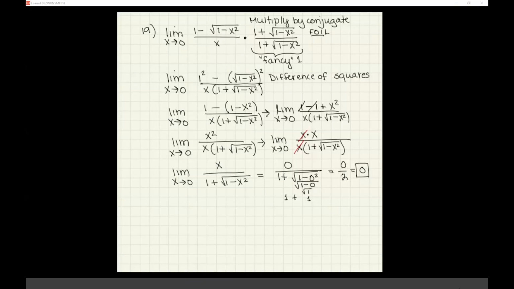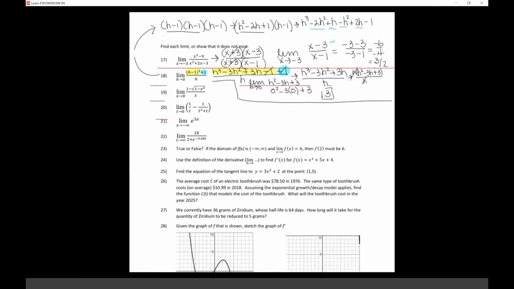Okay, questions on this one? I want to make sure we have plenty of time to get through everything here. Not seeing questions, so I'm going to go back to my notes. All right, so we did number 19. Let's take a look at number 20.